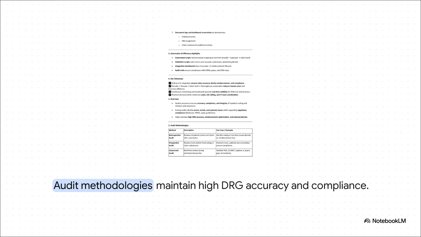To prevent both of these extremes, facilities rely heavily on rigorous audits. They use retrospective audits to catch errors after submission that might have caused denials. They also use prospective audits to review charts before the final coding even takes place. And then there are concurrent audits, which are real-time reviews done during the admission to validate those POA flags and capture CCs and MCCs immediately. Honestly, continuous monitoring is the only real way to ensure the integrity of the data.